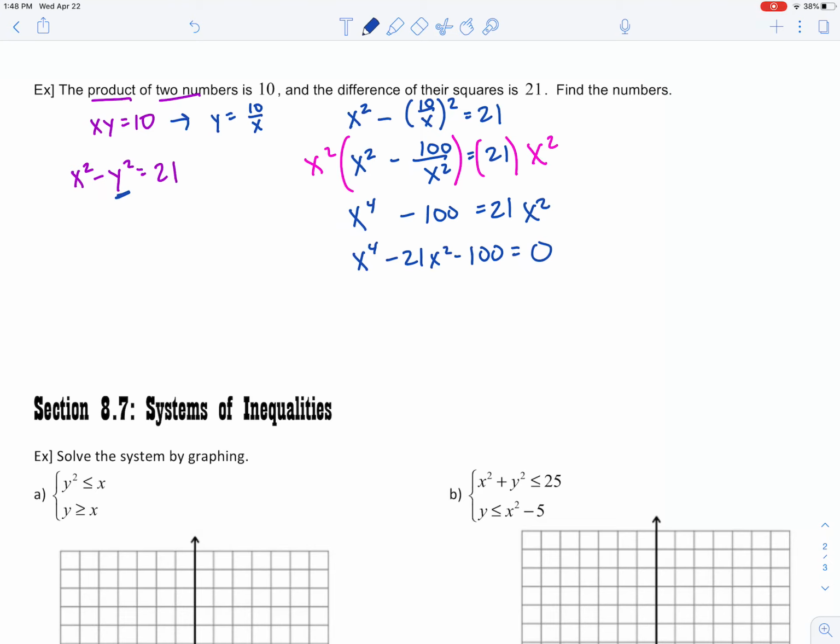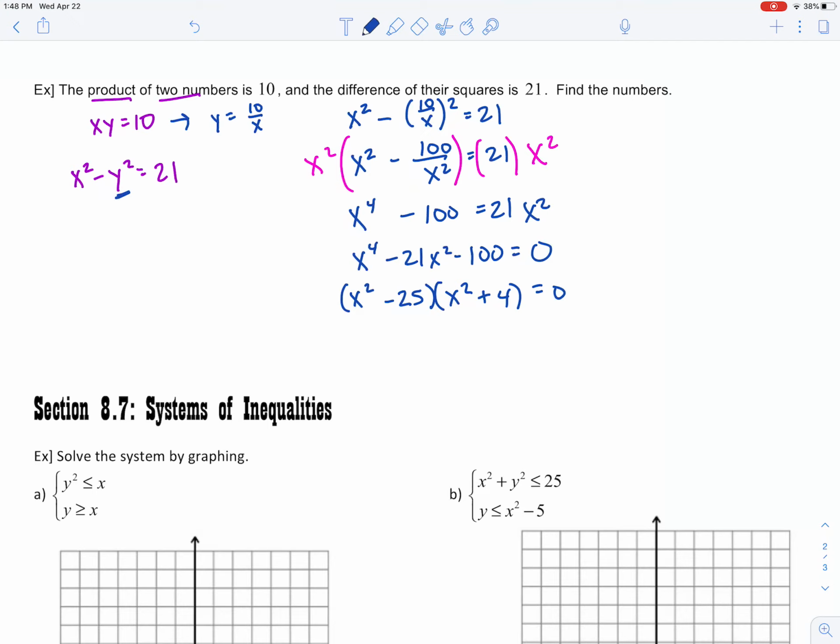And looking at these numbers, I'm seeing that it is factorable. This is what we called before a quadratic type equation. It has the structure of a quadratic equation, even though it's degree 4. So I'm going to look at factoring this. It would be x squared as the first term for each binomial. And I need two numbers whose product is negative 100 and whose sum is negative 21. So I think the numbers that work would be minus 25 and plus 4.